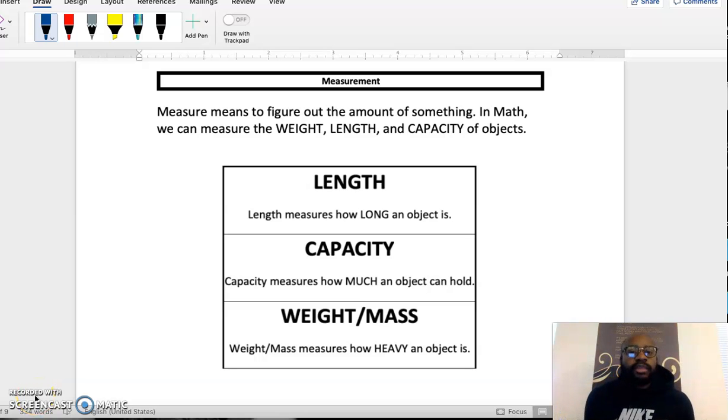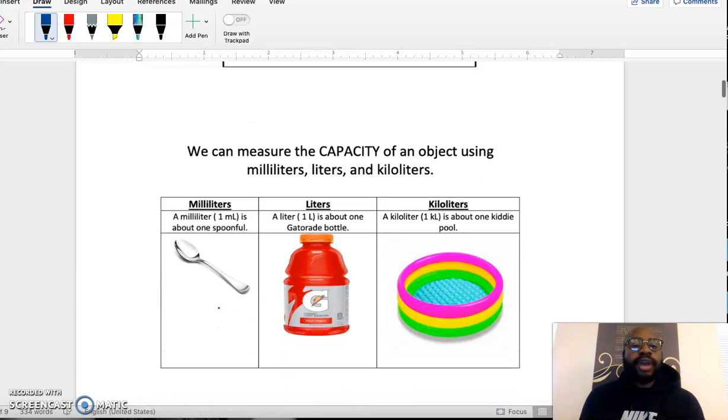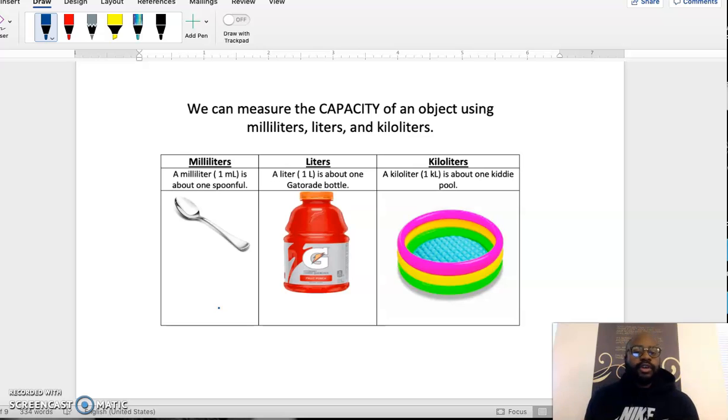We are still talking about measurement, but today we're going to be talking about finding the capacity of an object. Capacity is how much an object can hold. So when we're talking about how much something can hold, we think of capacity in terms of milliliters, liters, and kiloliters. A milliliter is about one spoonful. So if you think about a spoonful of something, that's generally a milliliter.